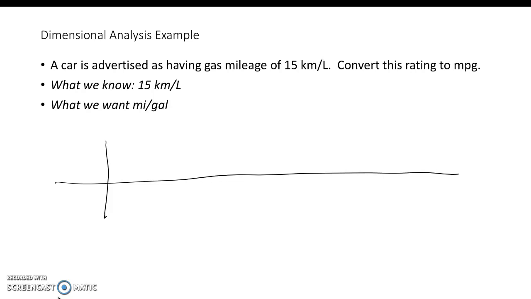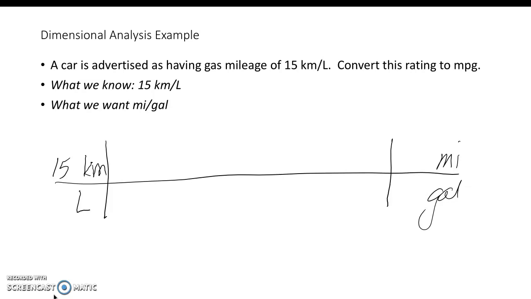And then I draw this little grid that is called a railroad track, which makes no sense because there's one track. But anyway, that horizontal line is going to be the divides by line in your fractions, and that vertical line separates the different portions, the different conversion factors that I'm going to use. So what I know is I have 15 kilometers per liter and I want miles per gallon. So I write what I know at the beginning and I write what I want to know at the end, so I can keep track of those units.